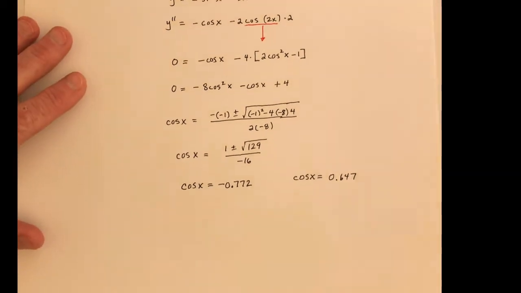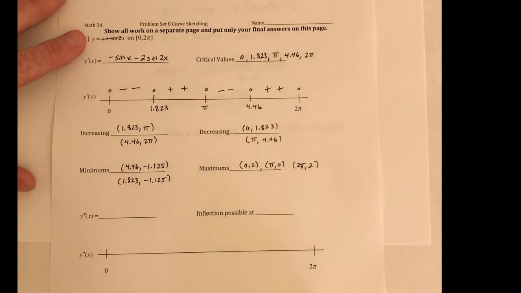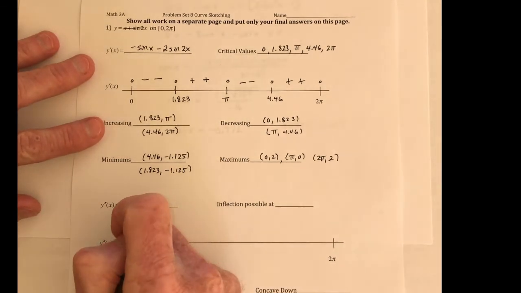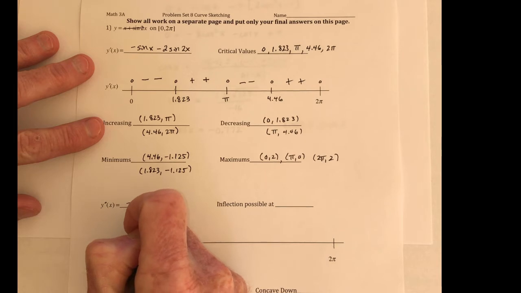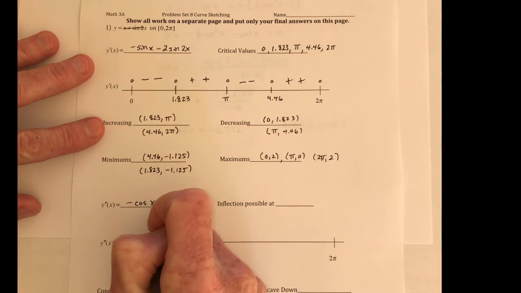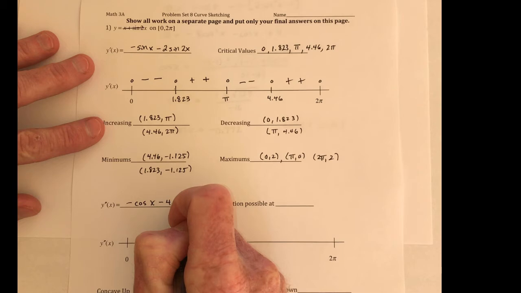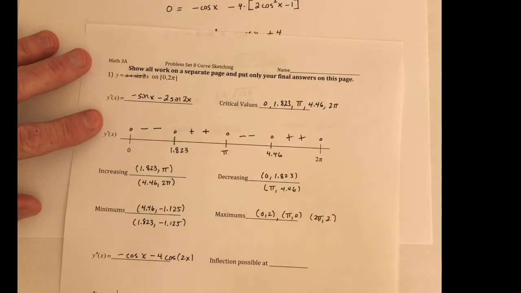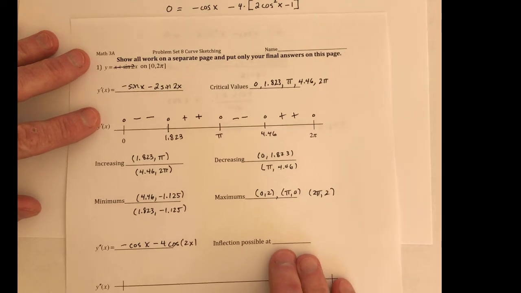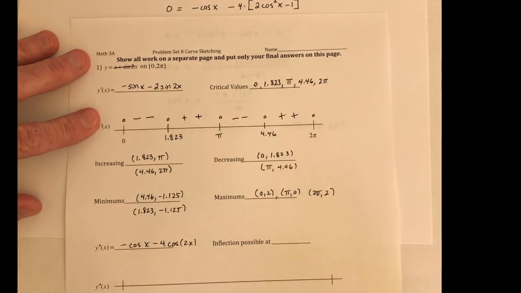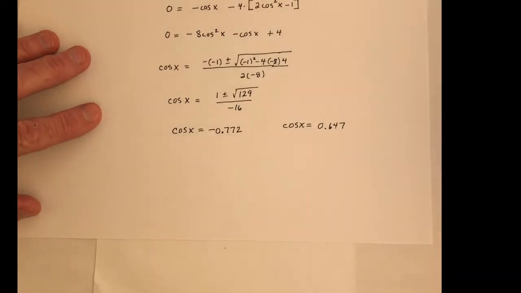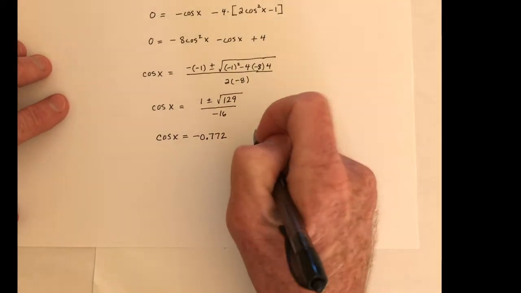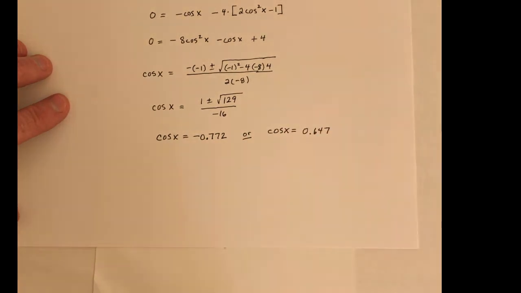And then I'll take a little break from that and start filling in the answers over here. So the second derivative was negative cosine of x minus 4 cosine of 2x. Next, we're going to find out where the second derivative equals 0, and then that's what's going to go right here, the inflection possible at. So now we need to solve these 2 little trig equations.